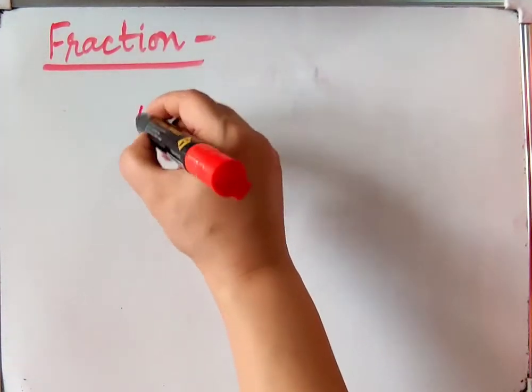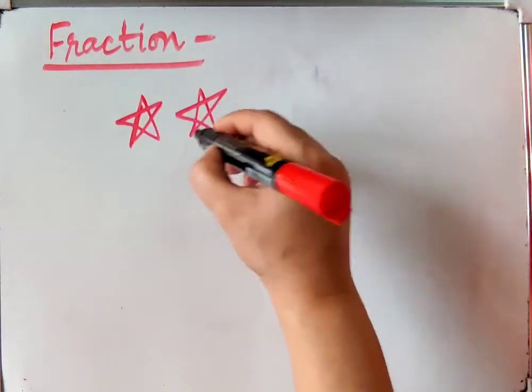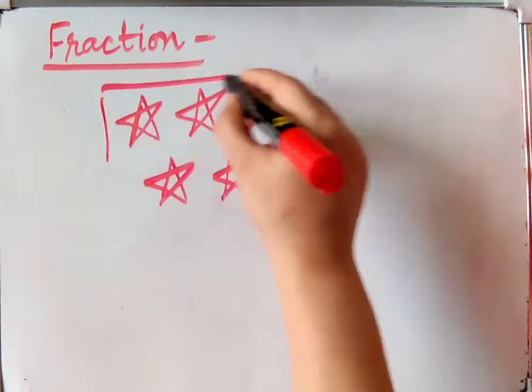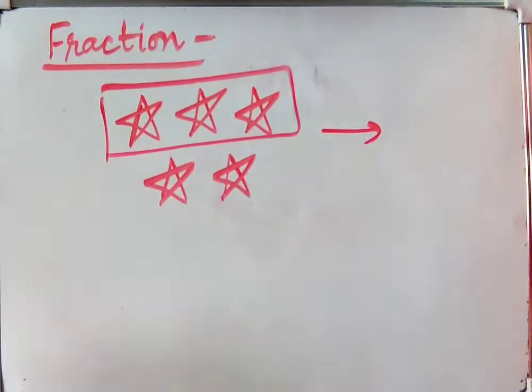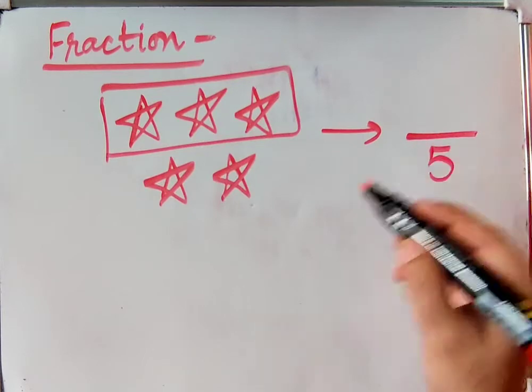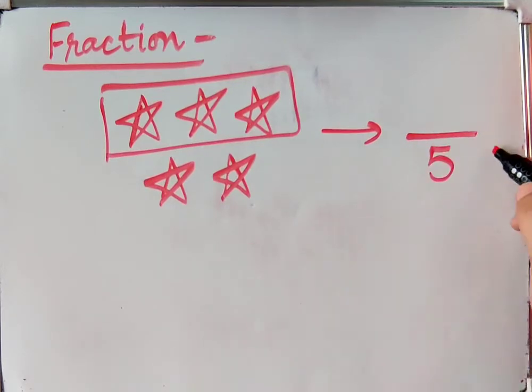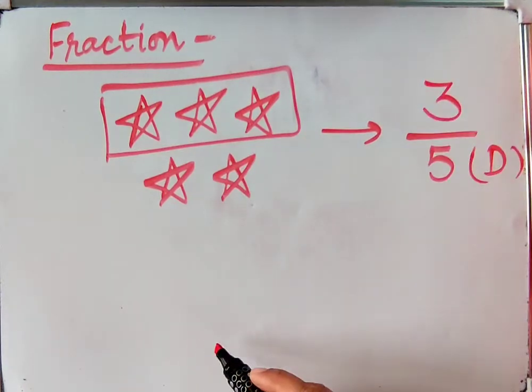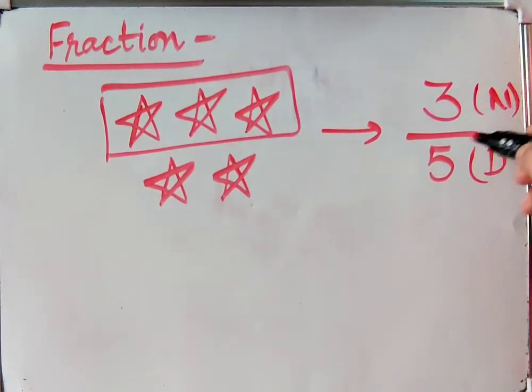Now, fraction as a part of a collection. Suppose I have 5 stars, and I have chosen 3 for myself. Out of 5 stars, I have taken 3. That means the total number of stars was 5. That is the denominator. And out of the collection, I have taken 3. Thus, 3 becomes the numerator for the given fraction.